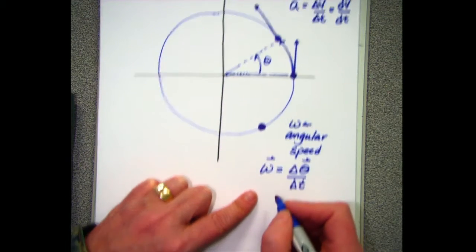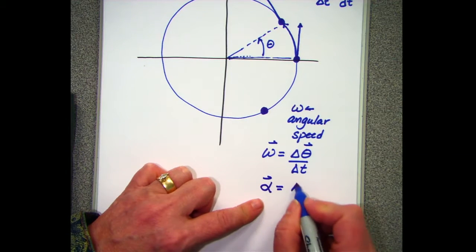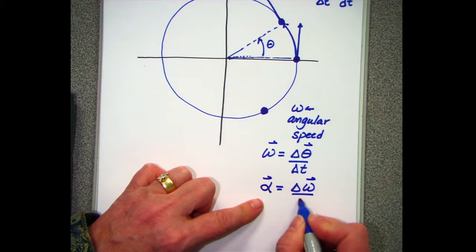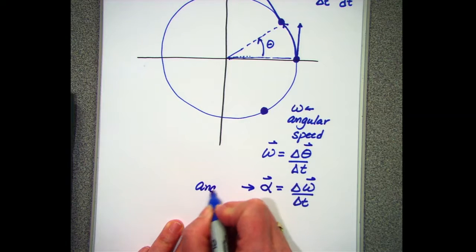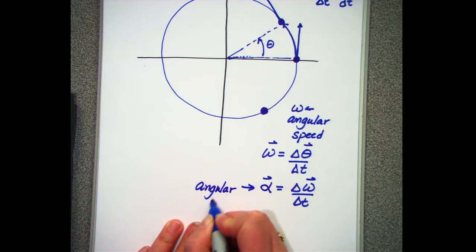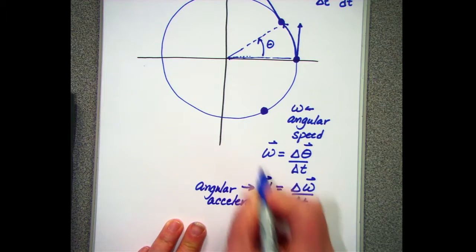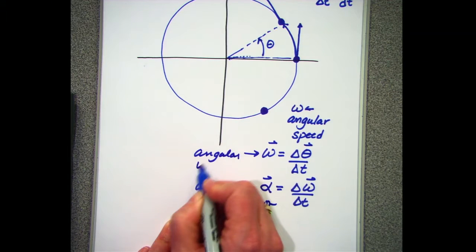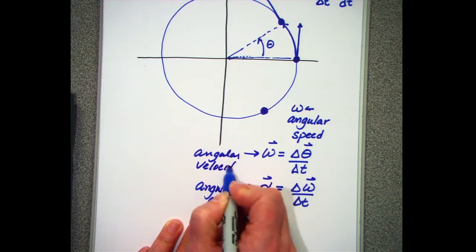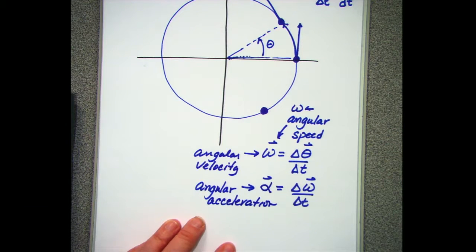Another quantity that we'll ultimately see, although they don't introduce it in this chapter, is alpha, and that's the change in omega with respect to time. This is known as the angular acceleration. And omega is the angular velocity, or we can look at it in terms of angular speed if I'm traveling at a constant speed around the circle.